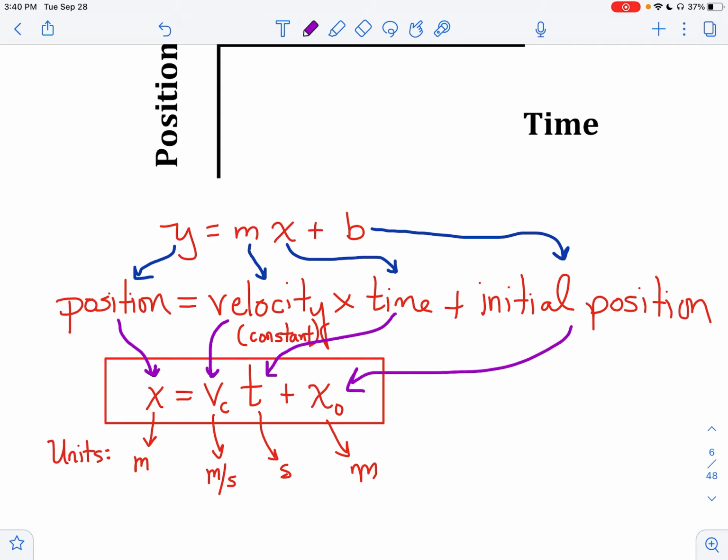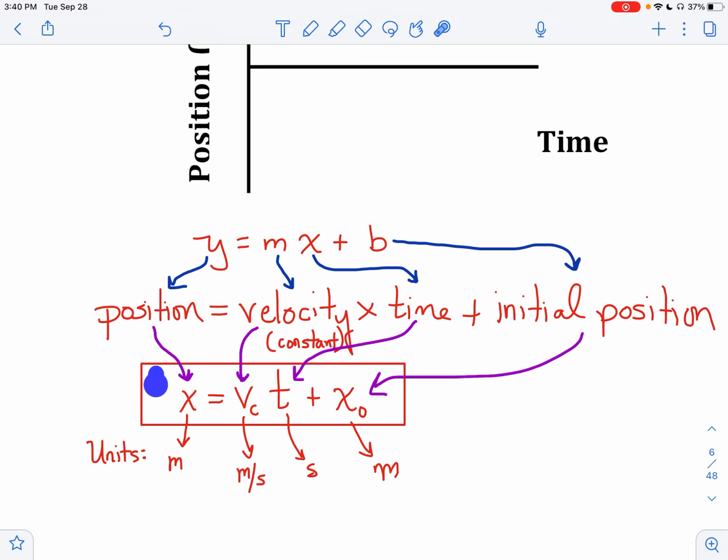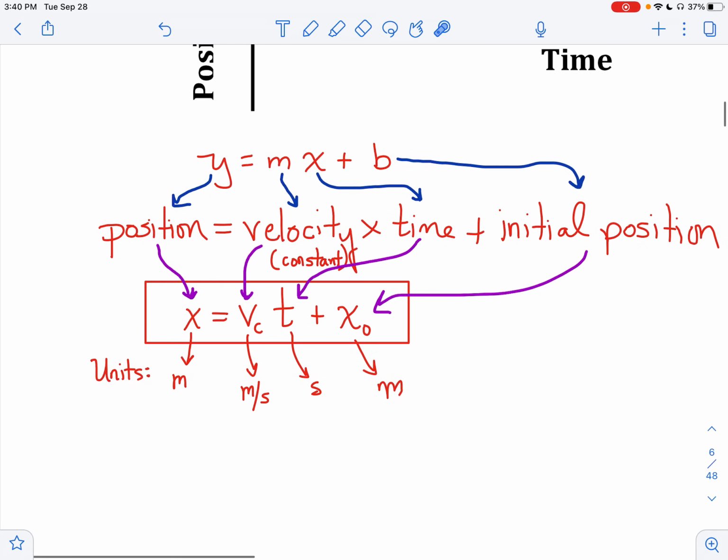Now, each of these things has units. Sometimes you will see a number given to you with some units, and it'll help you recognize what quantity it is. The units of position are meters. The units of velocity are meters per second. The units of time are seconds. And the units of initial position are also meters. So this equation here will predict the future for anything moving at a constant velocity.